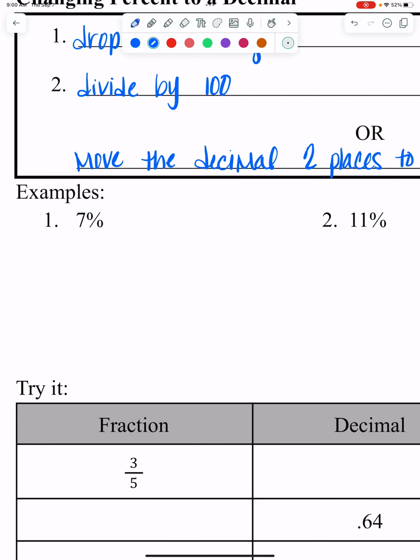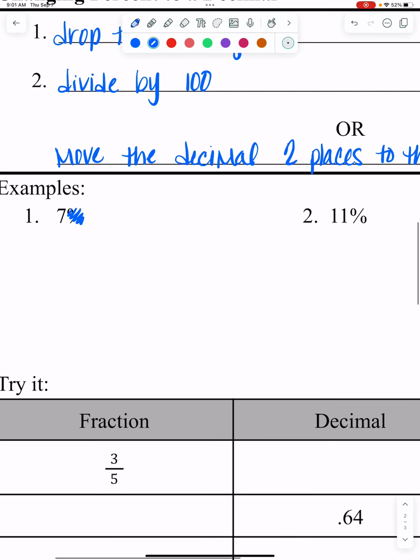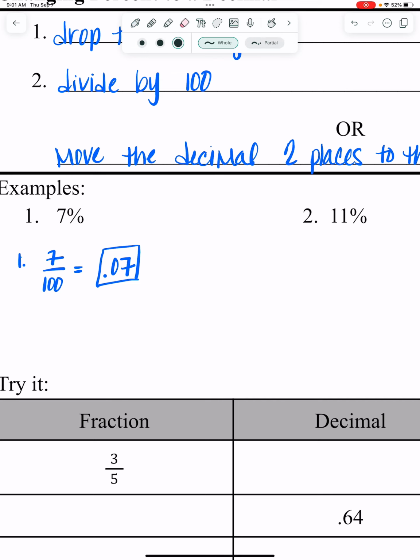So I'm going to drop off the percent sign on the first example on 7%. It's just a 7 now. And then I'm going to divide it by 100. If I put that in my calculator, I end up with 0.07. That is the decimal equivalent of 7%.